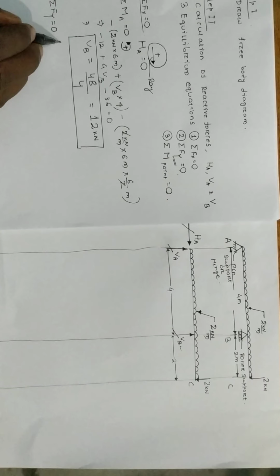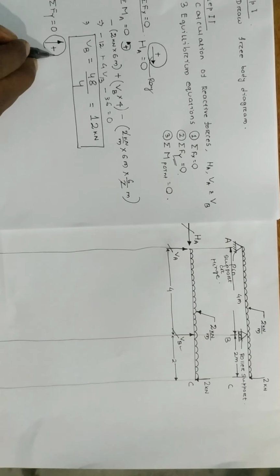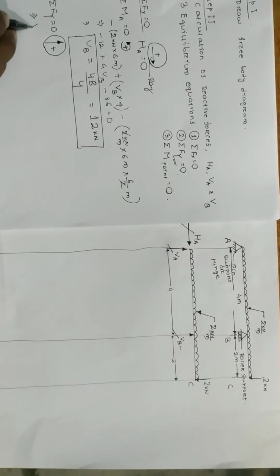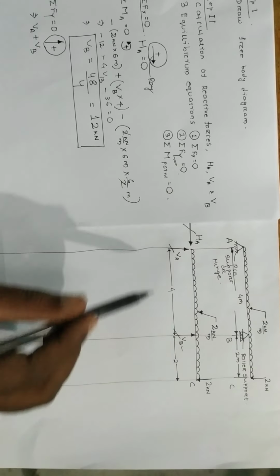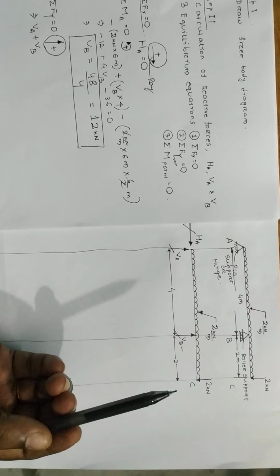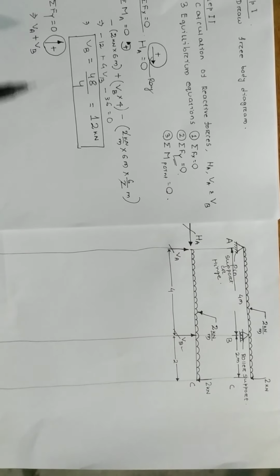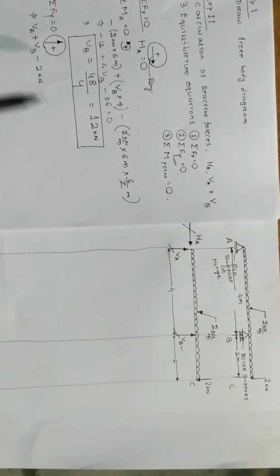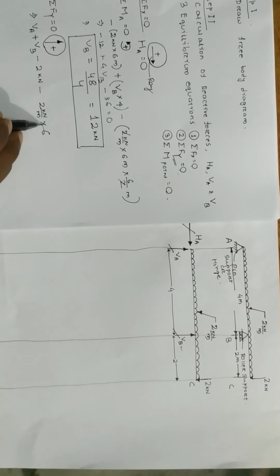And what will be the sign convention? The sign convention: all the forces acting vertically upward are positive. So what will be this? I can write the equation: VA plus VB, these two are vertically upward, so positive. What are the forces vertically downward? 2 kilonewton is vertically downward, so this will be minus 2 kilonewton concentrated load, and this UDL is downward in nature, so minus 2 kilonewton per meter multiplied by 6 meter.